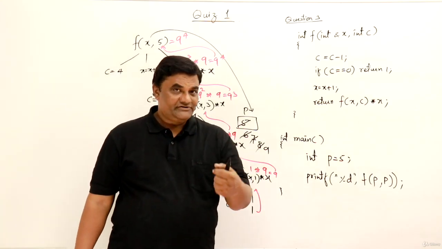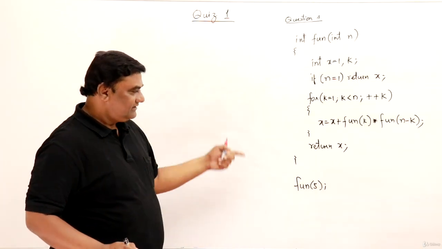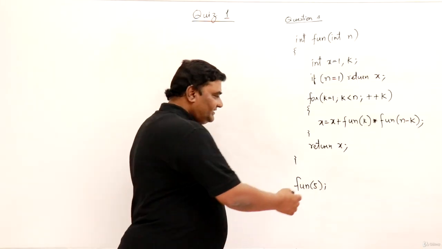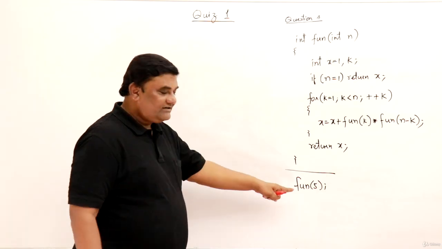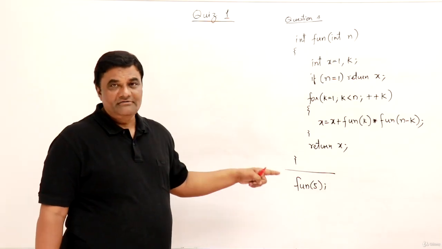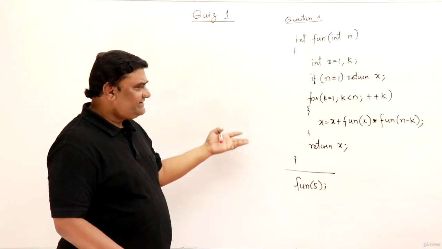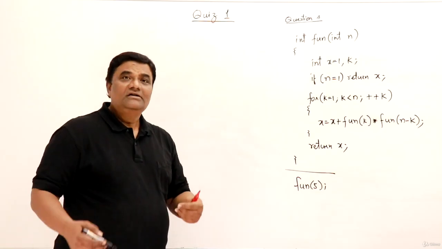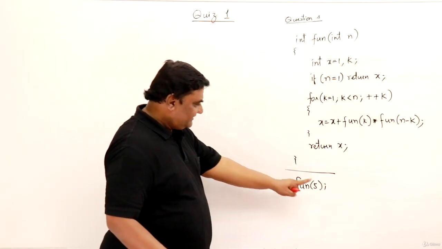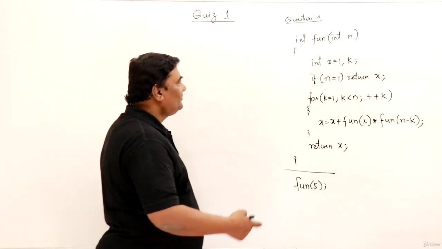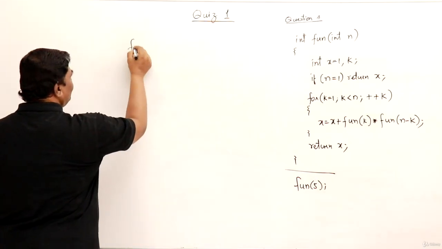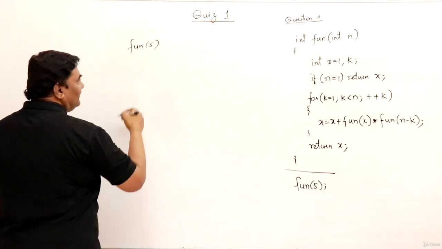Next, we will go to the next question. Now the next quiz question is this one. A function is given and we have to find out what is the result of this function if it is called by sending value 5. So we have to trace this one. Let us do it. First time I am sending 5. So fun of 5.